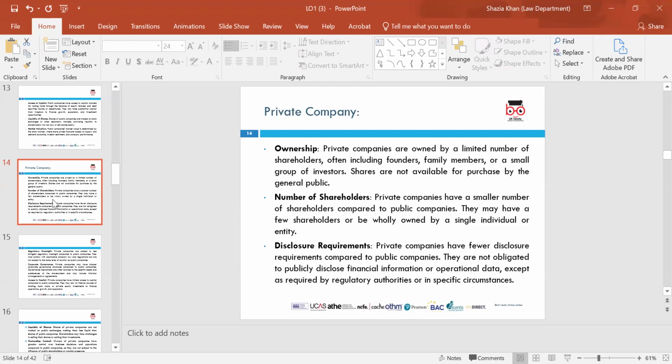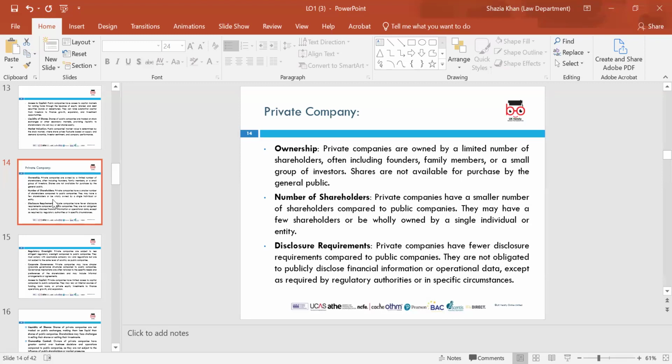Number of shareholders. So private companies have a smaller number of shareholders compared to public companies, which have a larger number because they're open to the public. They have a few shareholders or may be wholly owned by a single individual or an entity.